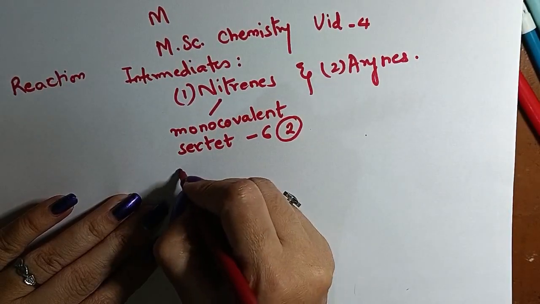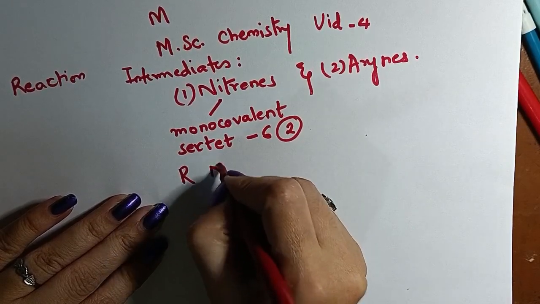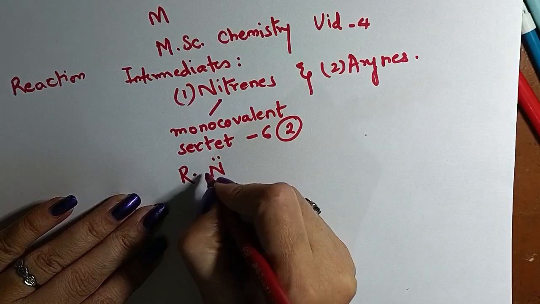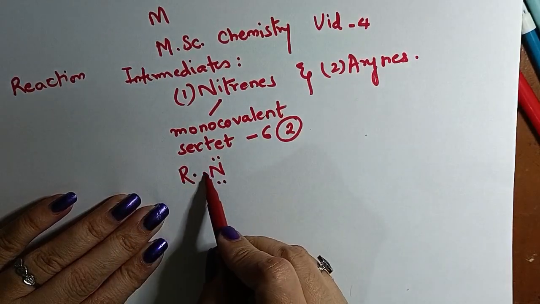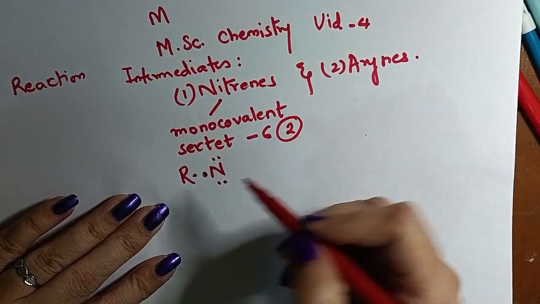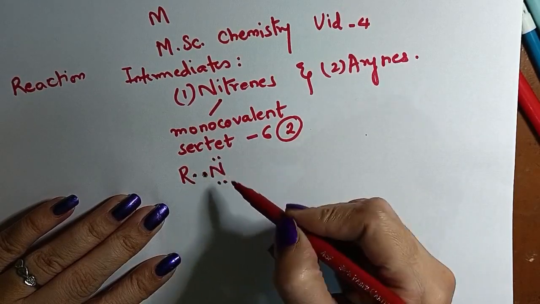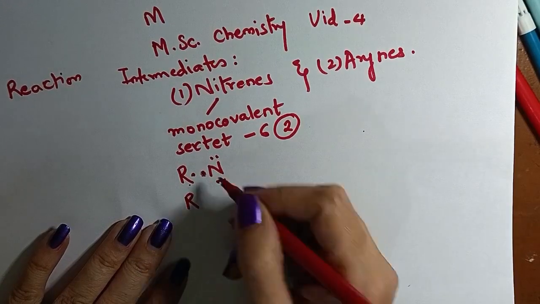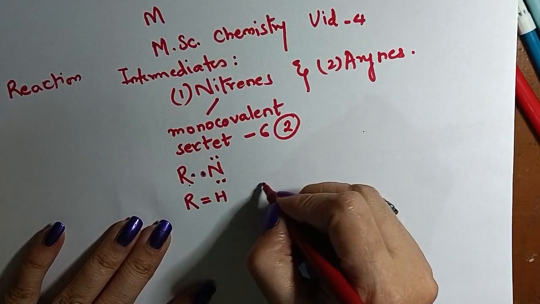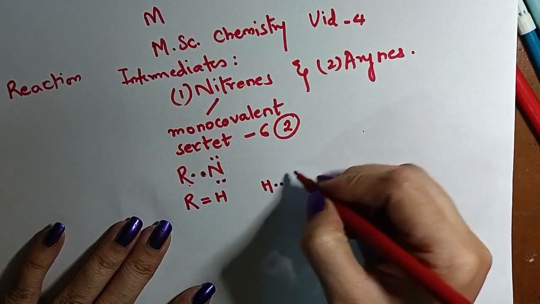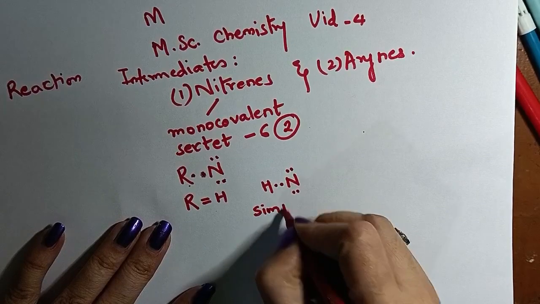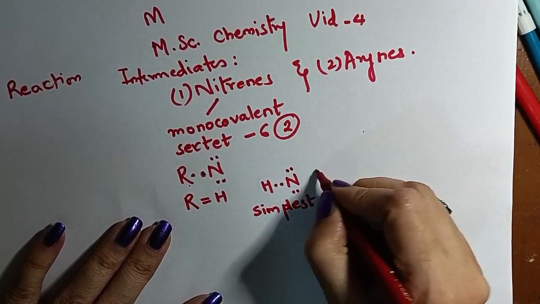That is why it is called a sextet of electrons. Nitrene can be represented like this, with a bond pair here. Now these two combine to form a bond pair and these two are lone pairs: 1, 2, 3, 4, 5, 6. For this R, if I use a simple group like hydrogen, then it forms HN. This is the simplest form of nitrene. This is called imine.